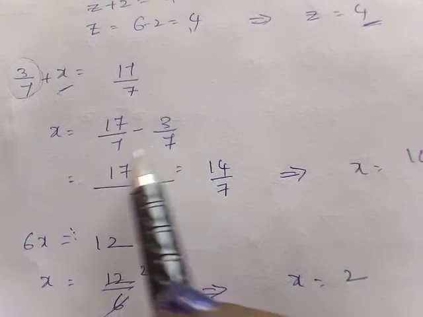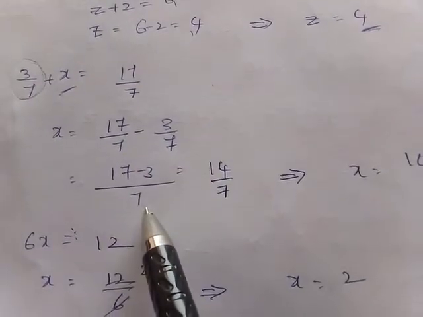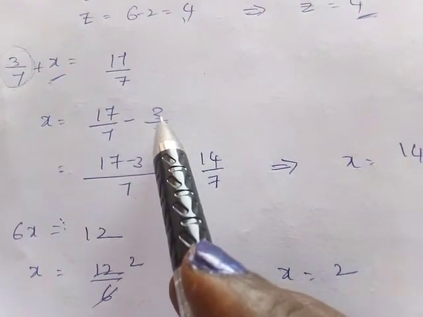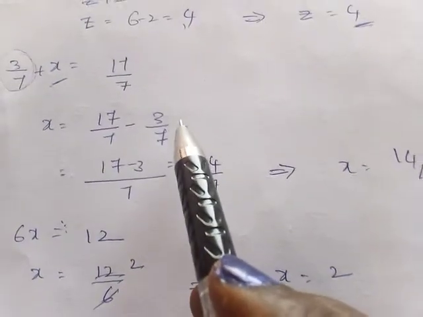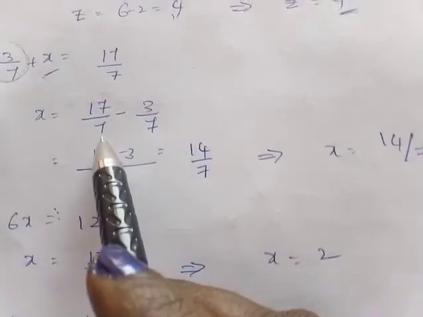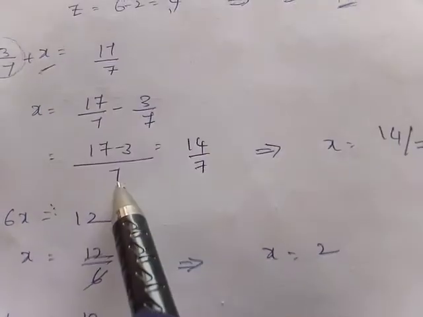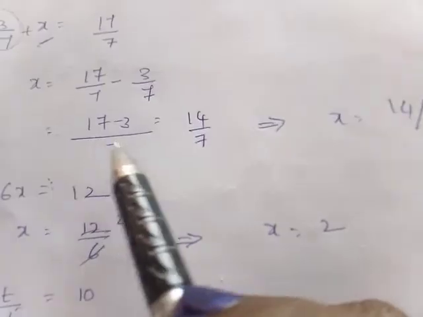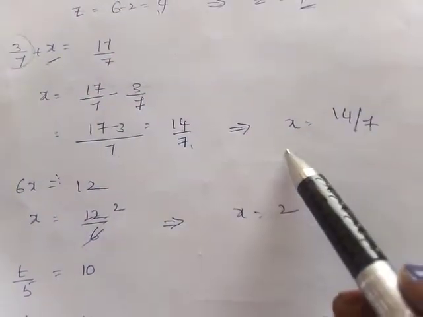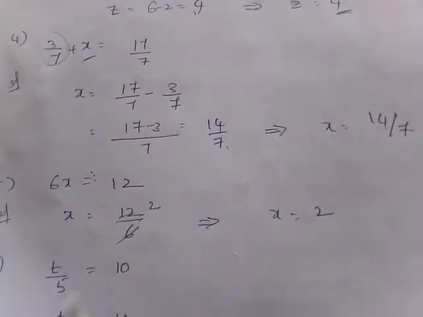If the denominators are equal, we can take one denominator and directly do the addition. If addition is present, we have to add. If subtraction is there, we can directly subtract. So 17 minus 3, if the denominators are equal, then only we go to that process. So 17 minus 3 is equal to 14 by 7. So the x value is equal to 14 by 7.